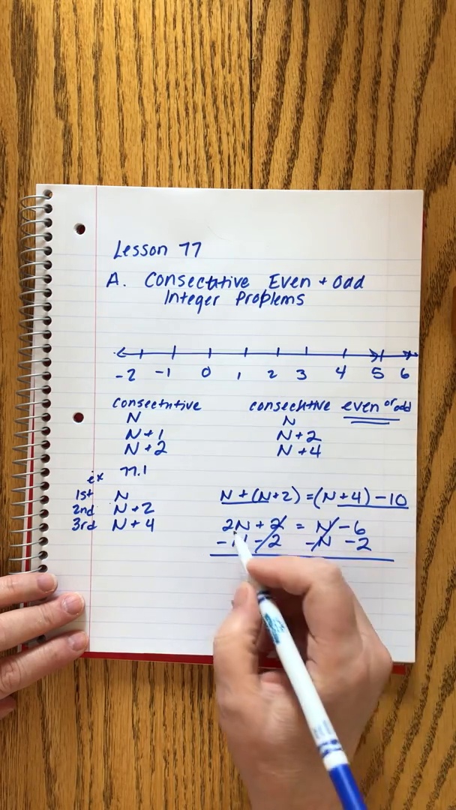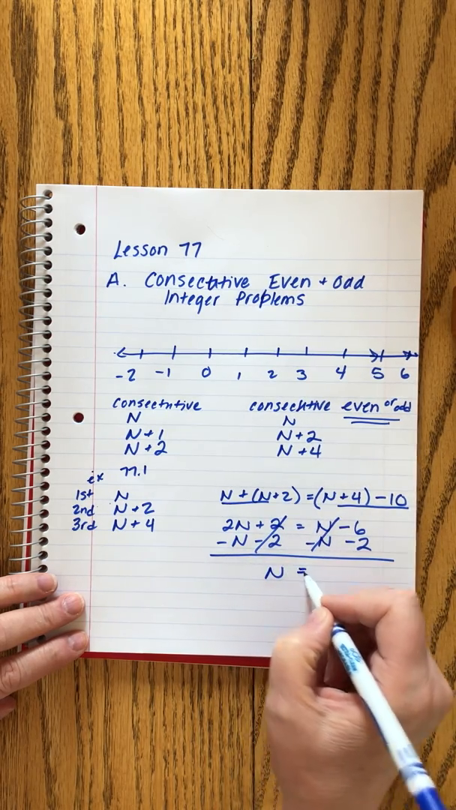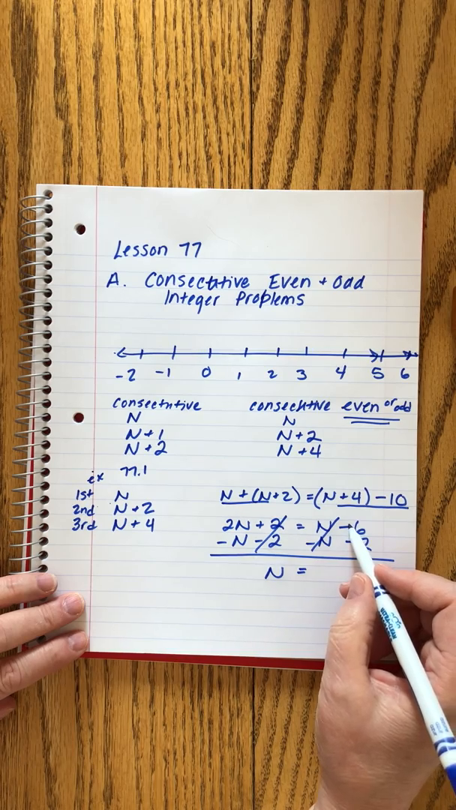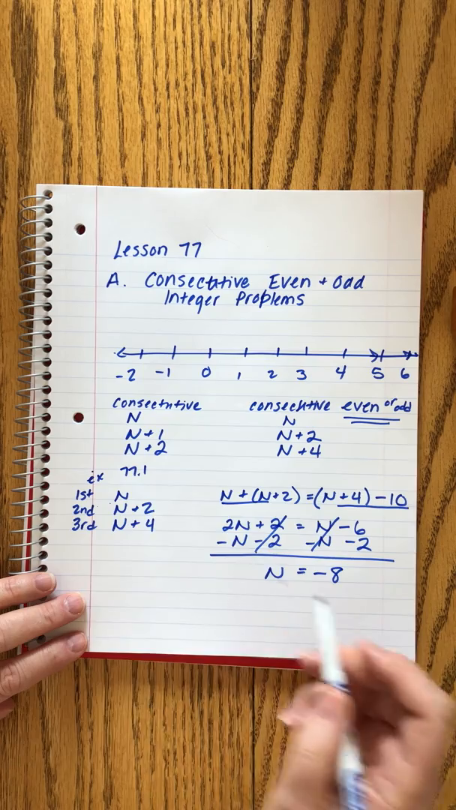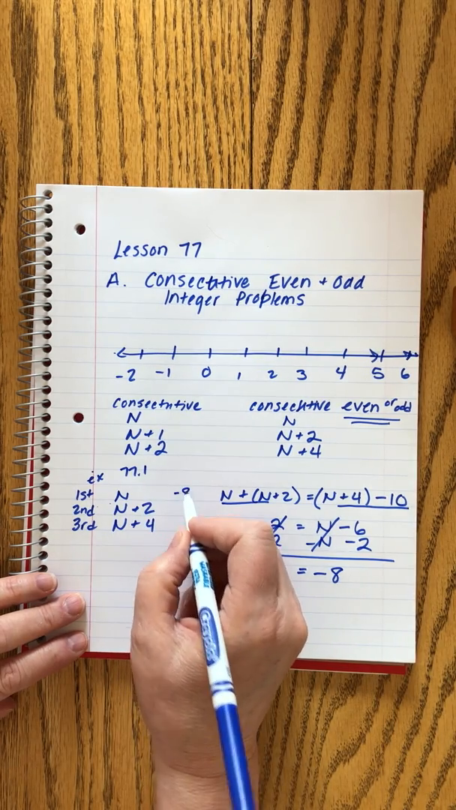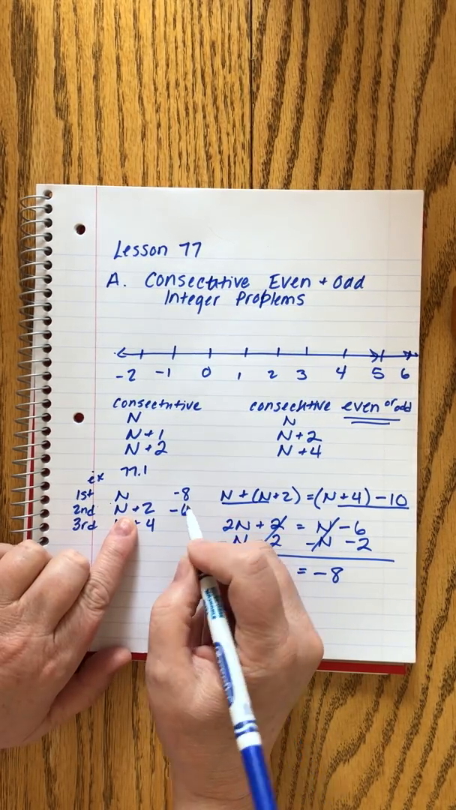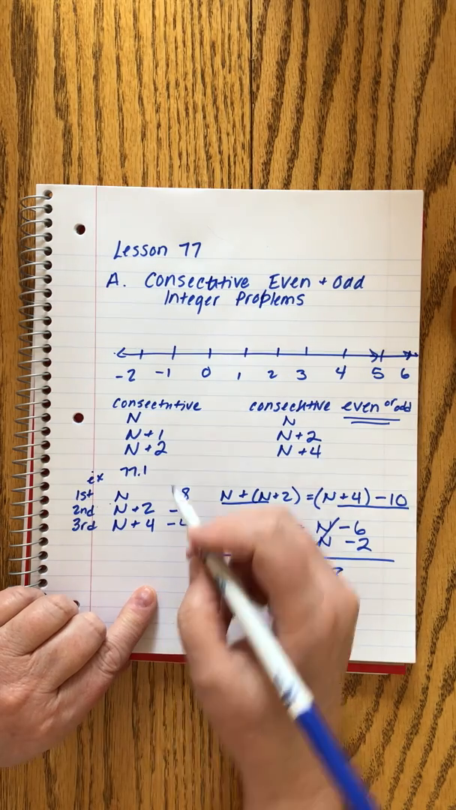All right, let's bring the n's this way and the plain numbers that way. You cancel, n equals, let's see, it's minus 6 minus 2, that's minus 8. And so our numbers would be minus 8, minus 6, because we're adding 2, and then minus 4.